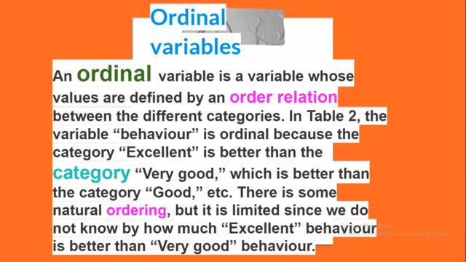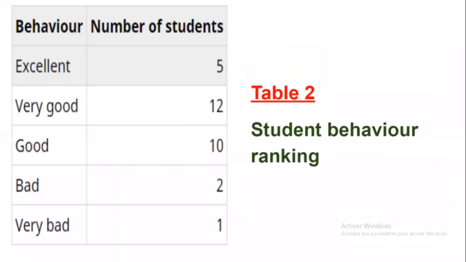Ordinal variables. An ordinal variable is a variable whose values are defined by an order relation between the different categories. In Table 2, the variable behavior is ordinal because the category excellent is better than the category very good, which is better than the category good, etc. There is some natural ordering, but it is limited since we do not know by how much excellent behavior is better than very good behavior.